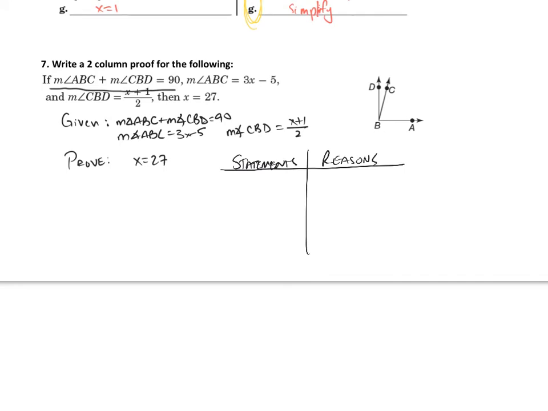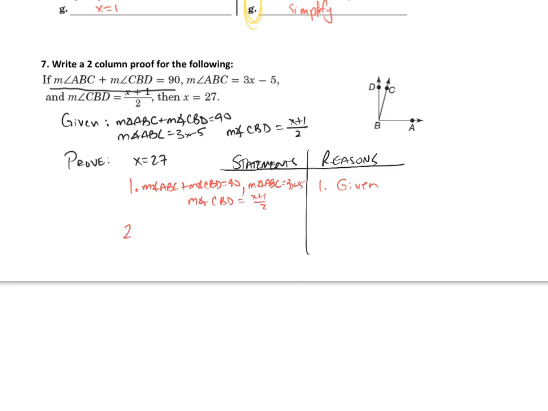And I told you, you're always going to start with the given. In some books, again, we'll put some of the givens in different spots, including the very first step. But I want you to put the given all up here. The measure of angle ABC plus the measure of angle CBD is 90. The measure of angle ABC equals 3x minus 5. And the measure of angle CBD equals x plus 1 over 2. All of this is our given. Our first step is our given.